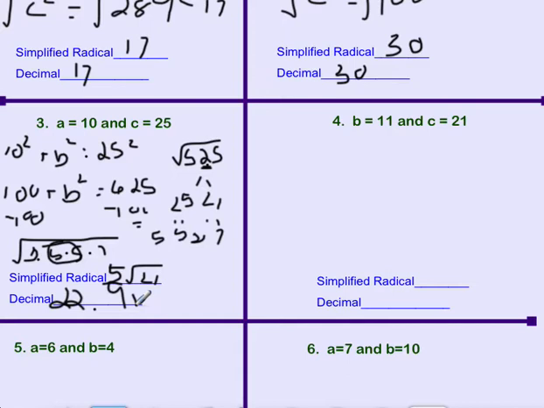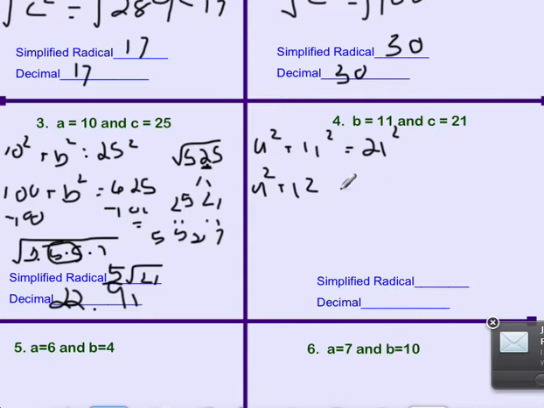Now let's take a look at number 4. We know it's B and we know C. What we don't know is A. So A squared plus 11 squared is equal to 21 squared. So A squared plus 121 is equal to 441.